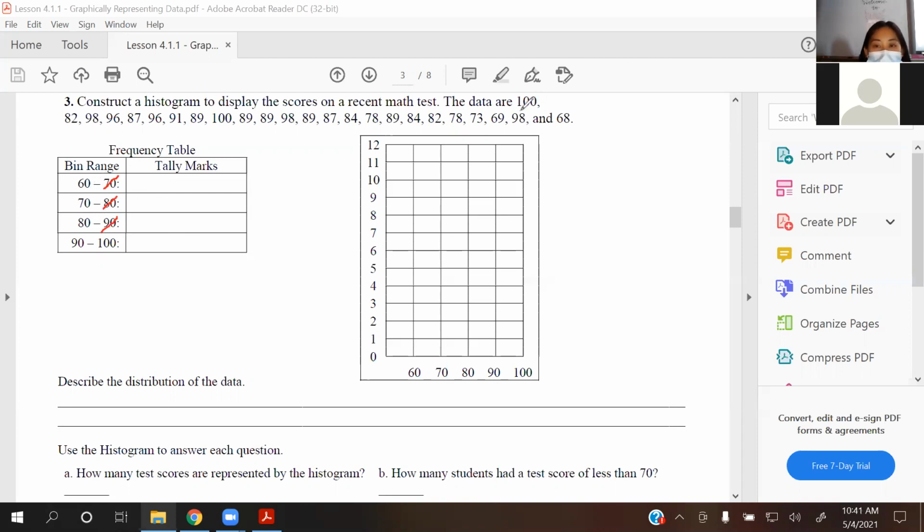So the data point 100 over here, I'm going to put a tally mark of 1 over here. 82. That's between 80 and 90. So I'm going to put a tally mark over here. 98. That's between here. 96. 87. 96. 91. 89. 100.